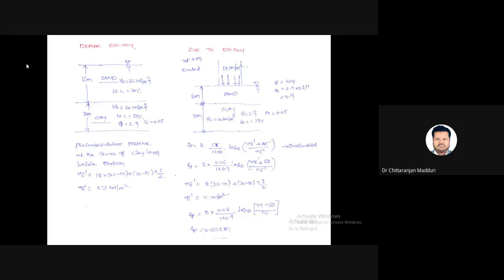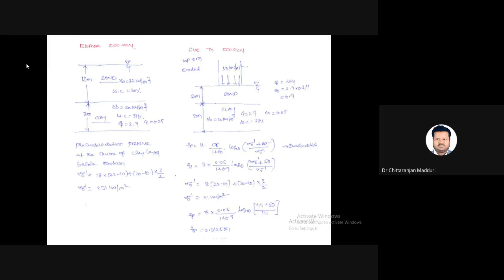Here, there is an over consolidation effect. Because in the present condition the pressure is low, and in the past condition the pressure was more, it is known as over consolidated soil. So we need to find out the pre-consolidation pressure first.